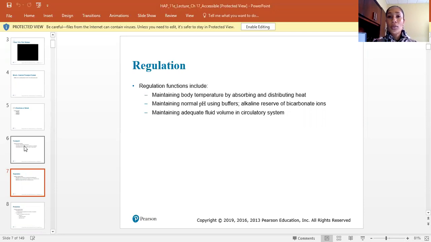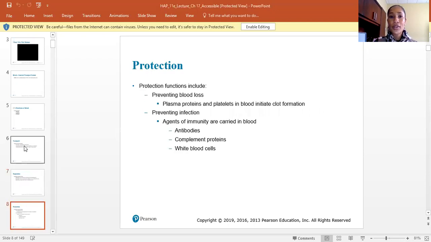Also, we're going to help to regulate our body's pH by allowing for our blood to transport buffers. So remember, from 168, buffers are going to be a weak acid or a weak base that will help to stabilize our body's pH. And remember that the most common buffer that we use in our bodies is going to be bicarbonate ions. And then lastly, we're going to regulate the adequate volume of fluid that's going to circulate through our bodies. So blood's going to help to do that.